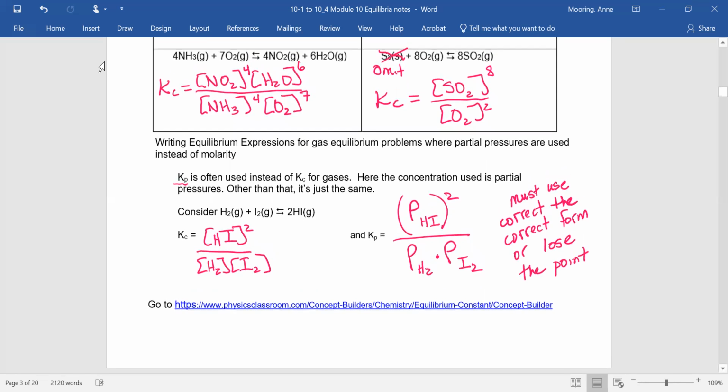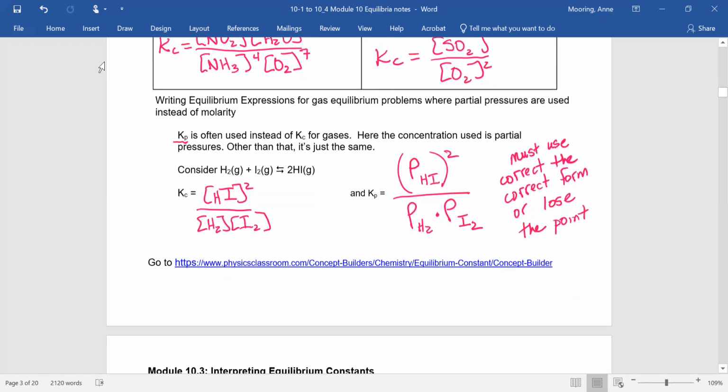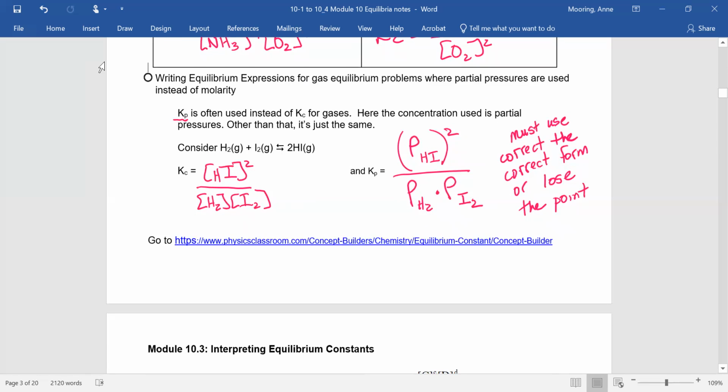So let's take a look again at what we did. When we write the equilibrium expression, we put the products over the reactants. We omit anything that is a solid or a liquid. And then if we are asked to write it in terms of partial pressures, we are going to use partial pressure symbolism rather than concentration symbolism. At this point, you're going to go to this link here, and there's some practice on writing equilibria expressions.